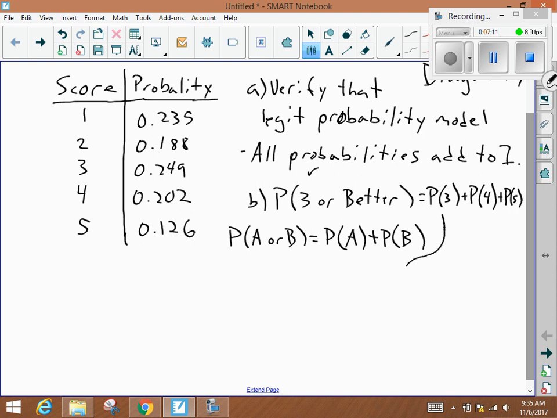We're going to write this down here. That's going to be equivalent to 0.249 plus 0.202 plus 0.126, which is going to be 0.577.